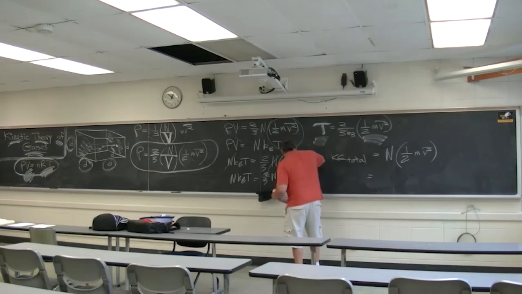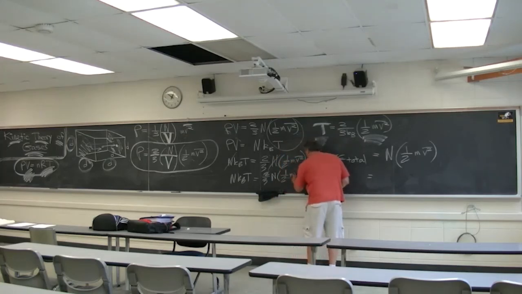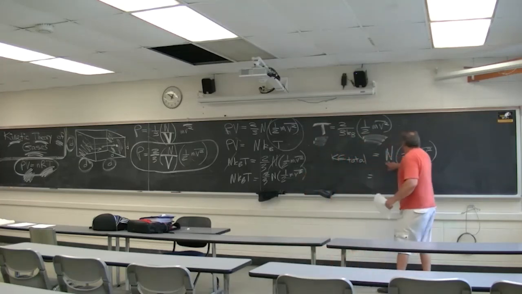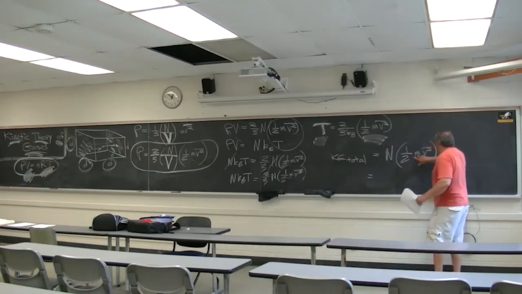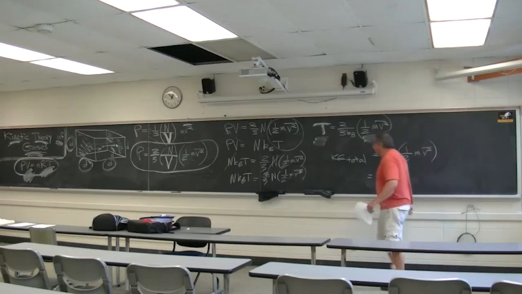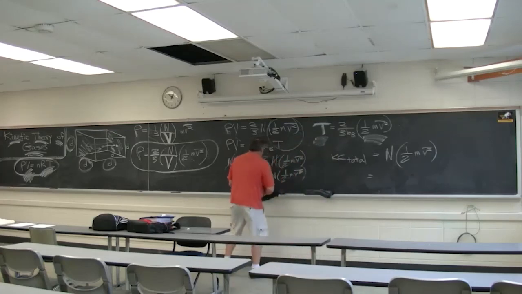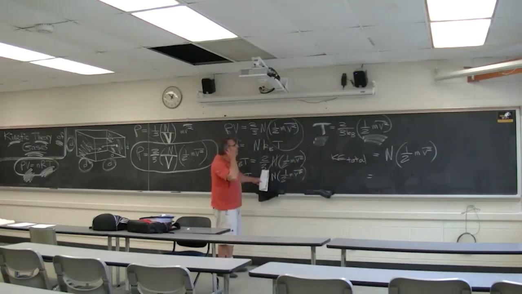What I told you not to do, I just did. Okay, it's the average of the squares. So here's the squares, the average of the squares, not the square of the average. Here we go. N times 1/2 M average of the squares. That's him. All right, yeah, right. That's him. That's KE. Yeah, I know.